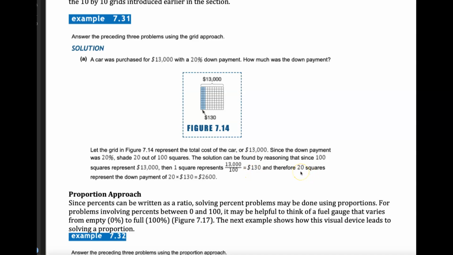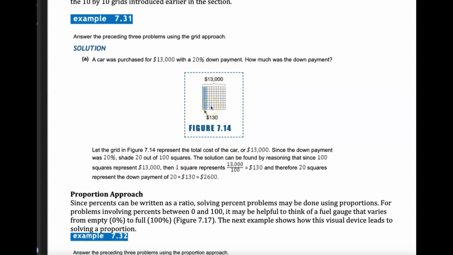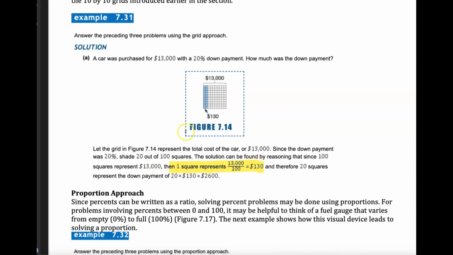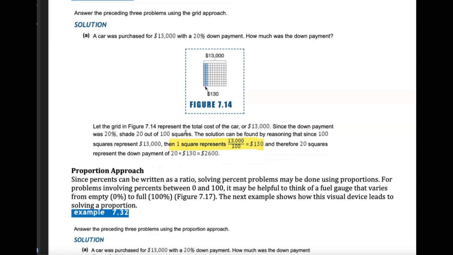So 20 squares is equal to 2,600. 13,000 out of 100, there it is. So it's 130 per square, and that's a unique way of solving that problem. One square equals 130, and we're looking for 20 squares. So that's one way to think about it.